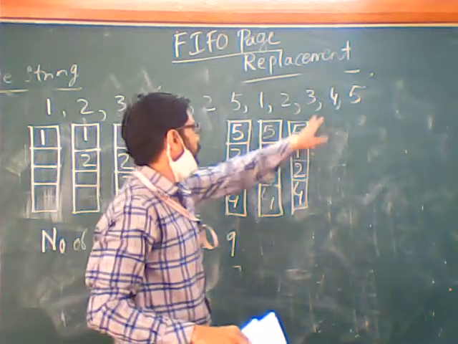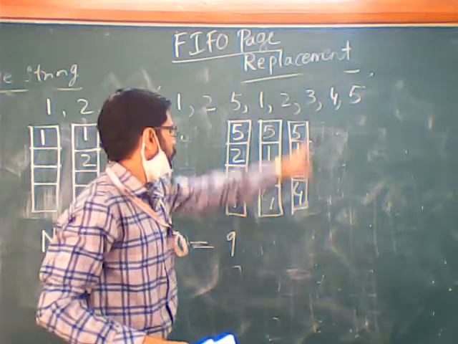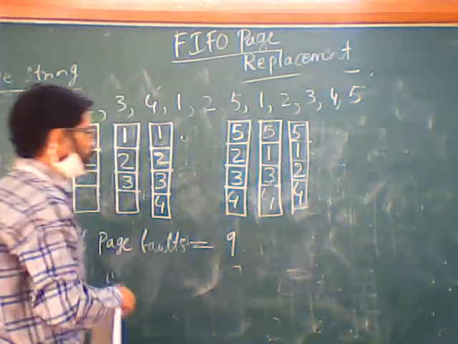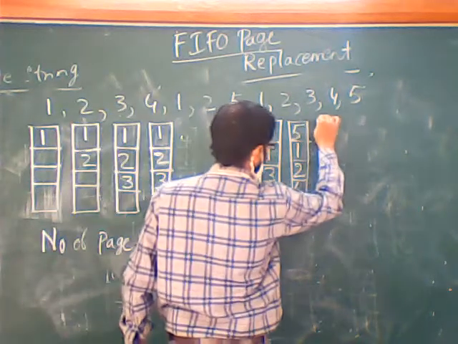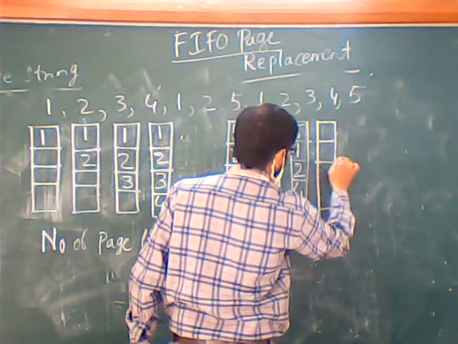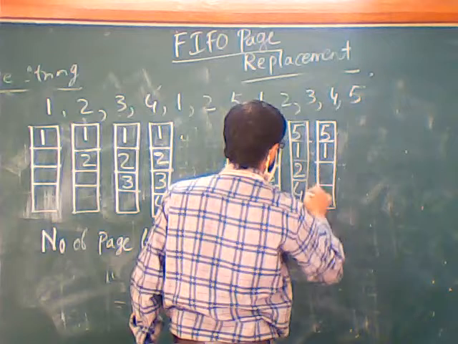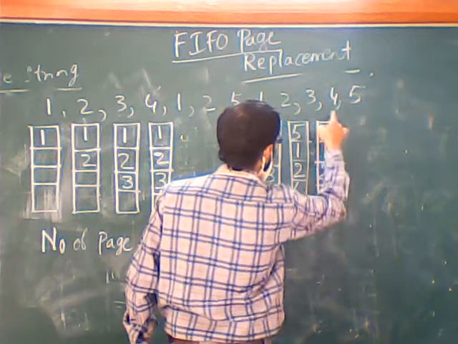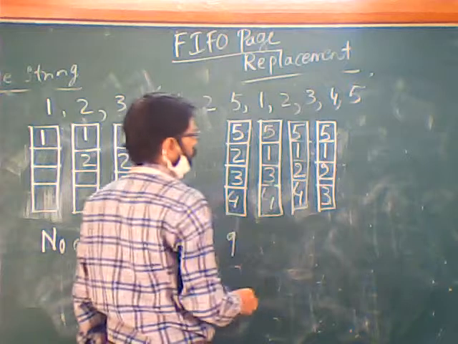Next, we are finding it for 3. Is 3 present? No, 3 is not present. So we need to replace. We need to replace what? 4. So here it will be 5, 1, 2, 4, 3.